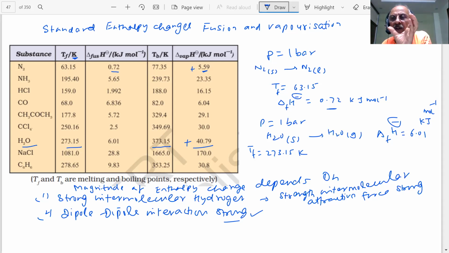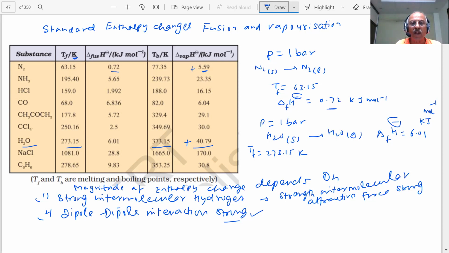If you are melting, they are going away from each other. That means you have to supply the latent heat of fusion. And when you vaporize, you have to apply the latent heat of vaporization. That is why the temperature becomes constant at that point. So stronger the interaction forces between the molecules, more energy will be required, more enthalpy will be there.